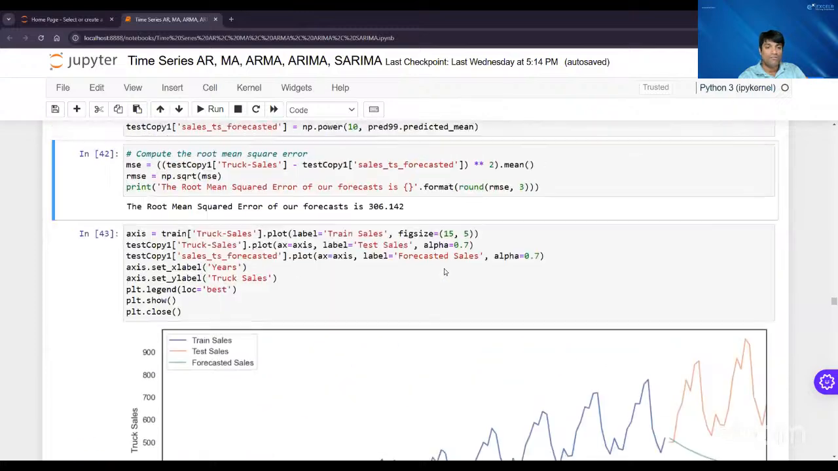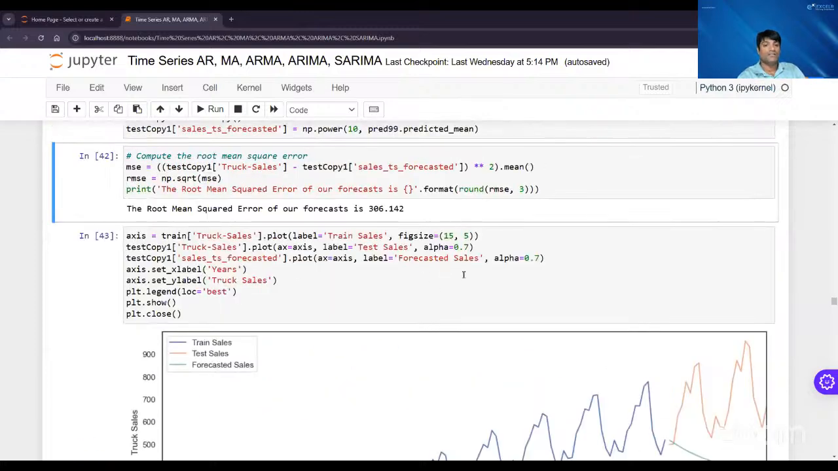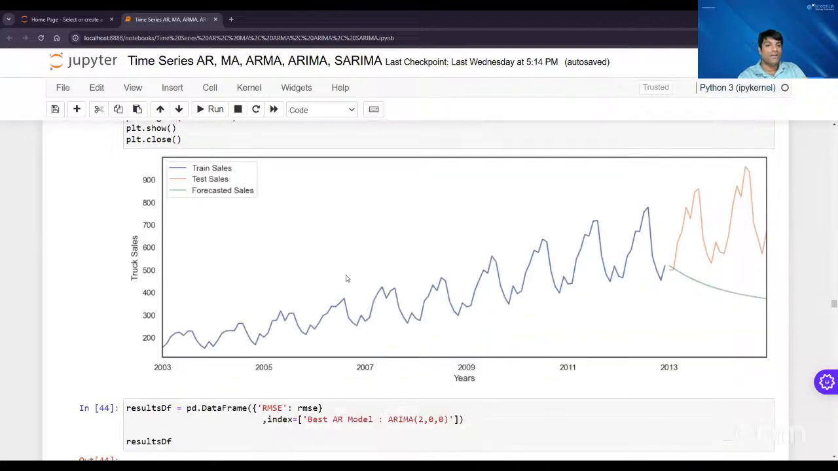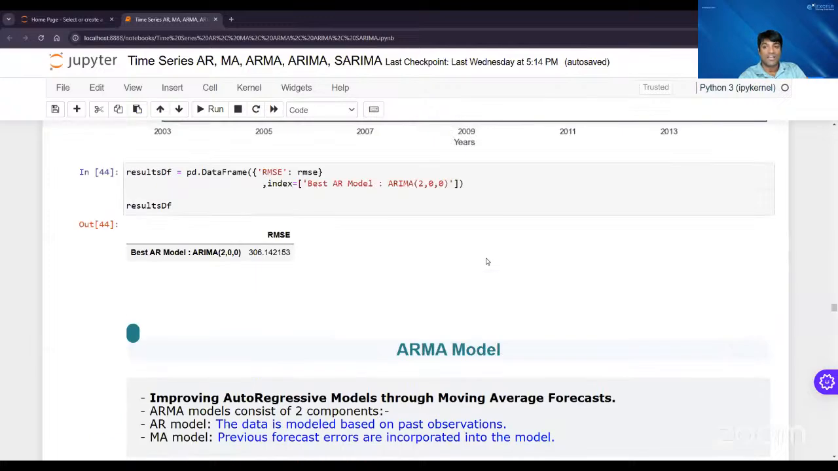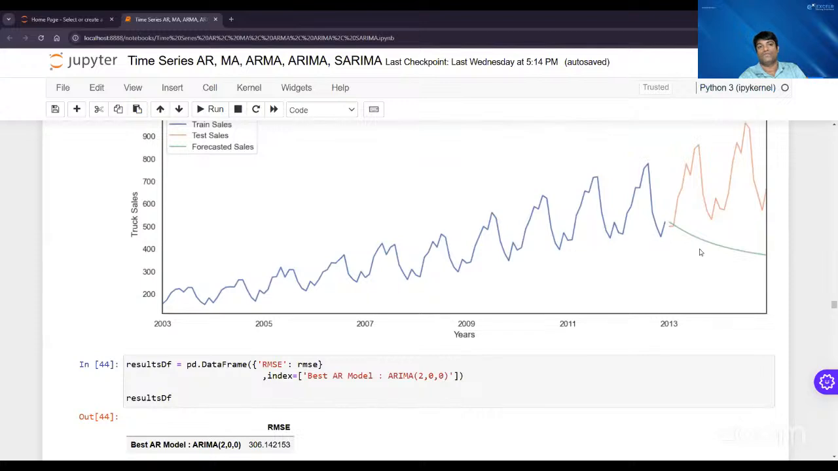Once the model has been built, we try to plot both the true values as well as the predicted values, or sorry, forecasted values. We should use the word forecasted here. Here you can see that the blue line indicates the trained values, and orange indicates the testing values, and then the forecast. It is not that great, you can see. The forecast is not that great. The predictions are not that good.